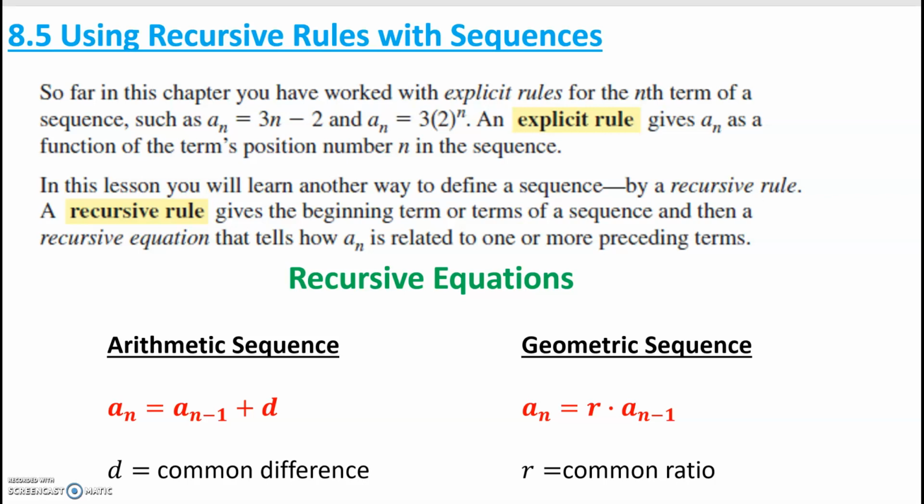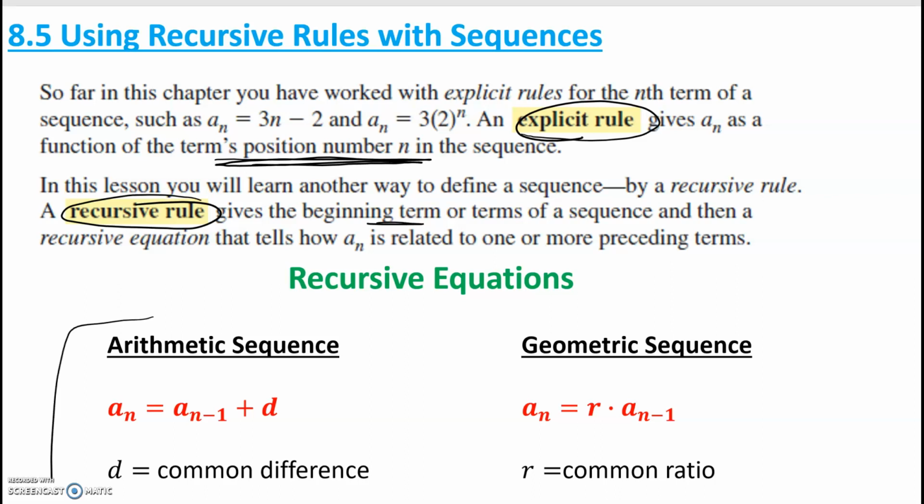So 8.5 is all one part here. We're learning about recursive rules. So far we've learned about explicit rules, which give us the terms of the function based on the position number. So first term we would plug in a 1, second term we would plug in a 2. The recursive rule actually gives us the terms based on previous terms. So if I know the first term is 3 and I want to add 3 every time, then I would take 3 plus 3, and then I would take 6 plus 3, and then I would take 9 plus 3. So it relates it back to the previous term.